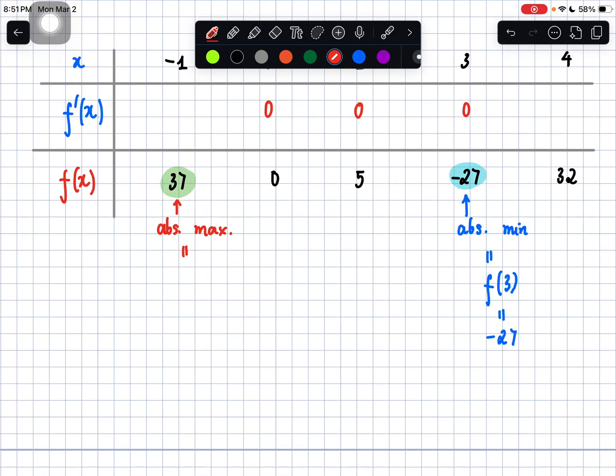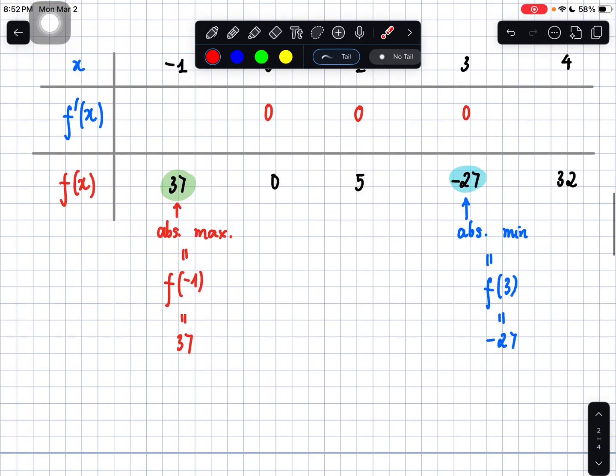37, f of minus 1. So we have the absolute minimum and absolute max. Now about the local minima and maxima. So here's how to do it carefully.